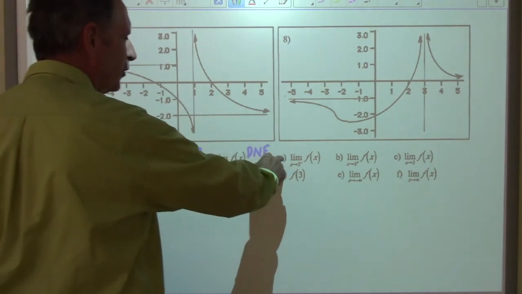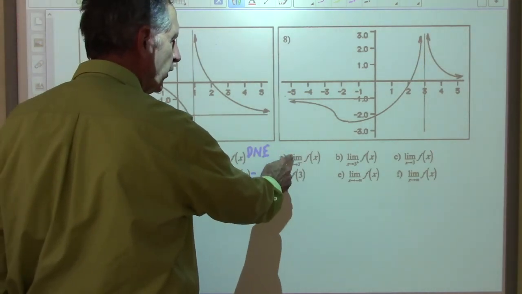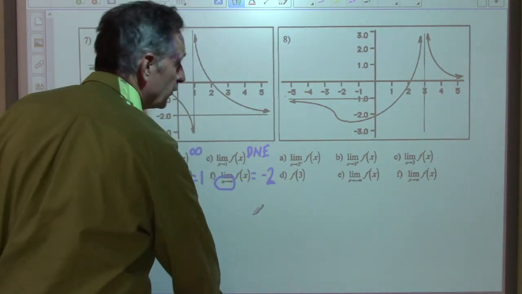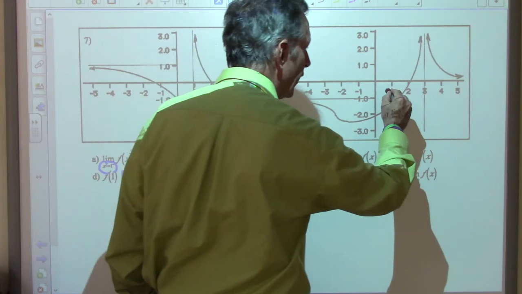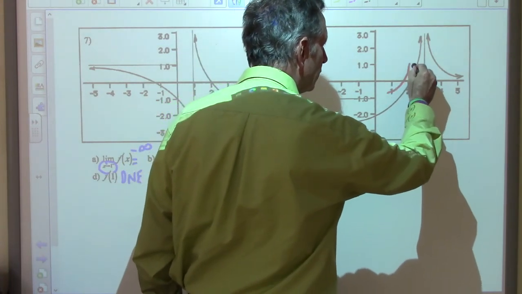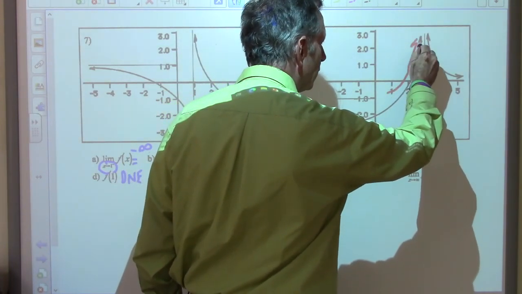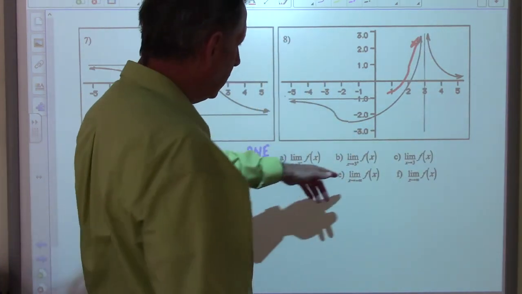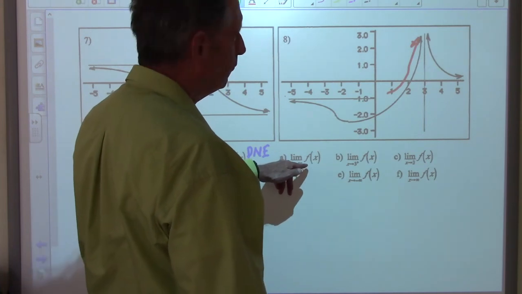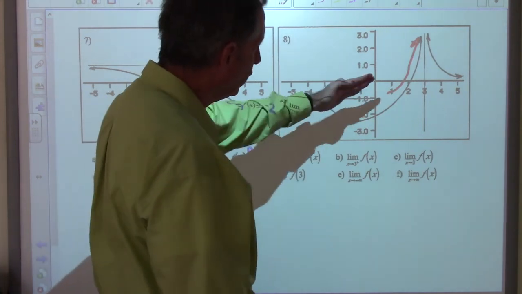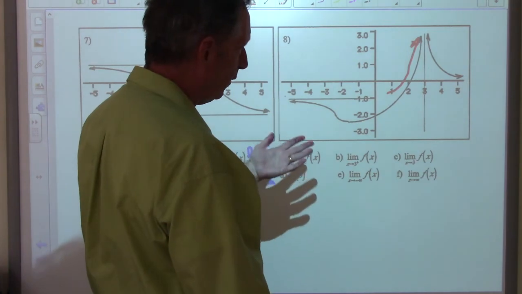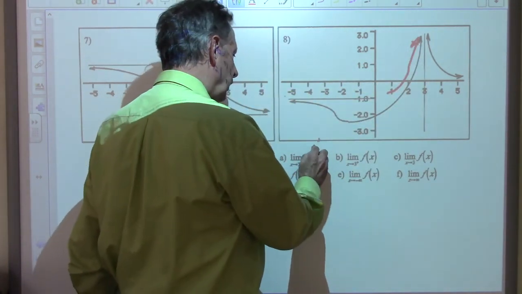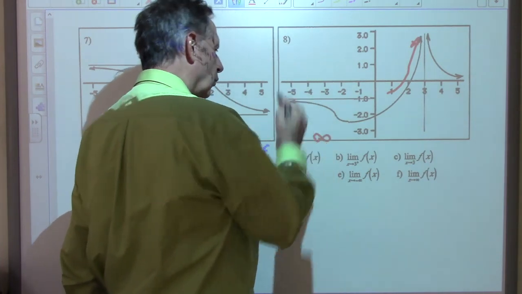So right now, on number 8, you see the limit as x approaches 3 from the left side. And so here's the 3. From the left side, it looks like this, doesn't it? It says 3 from the left side. And so we're approaching 3, and we're not coming to a number, so that's going to be does not exist.